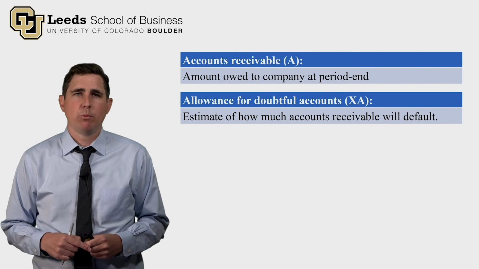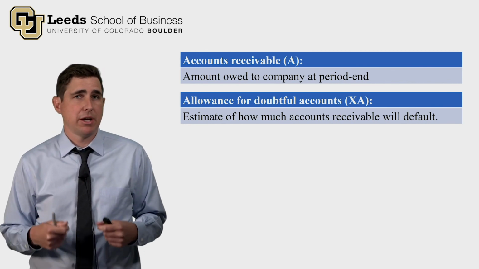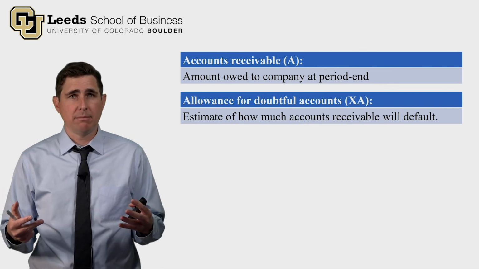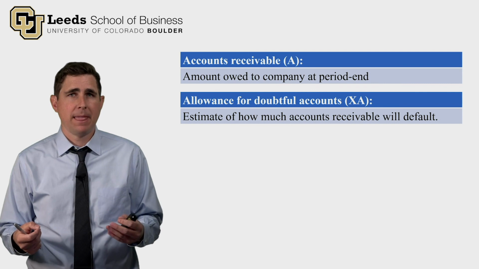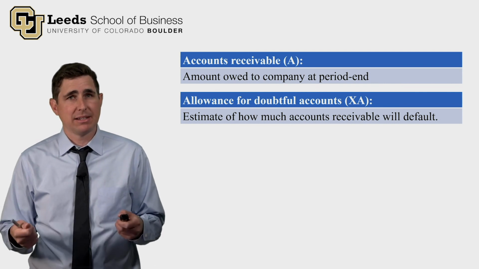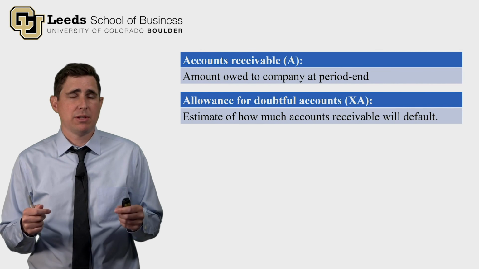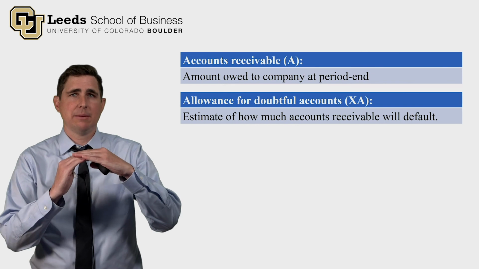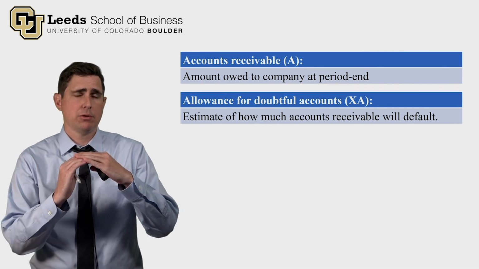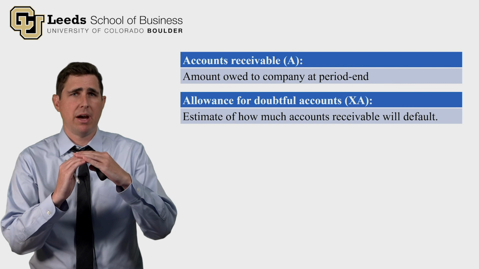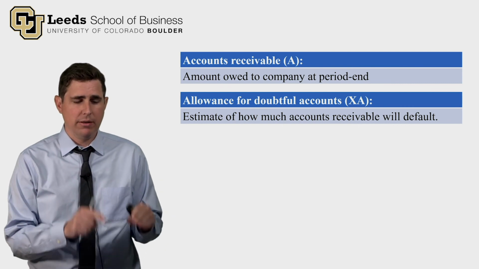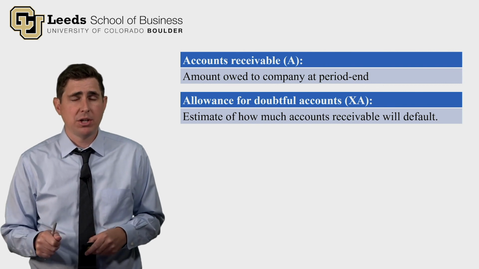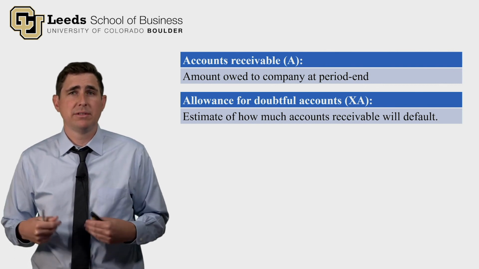So in this video, we learned that accounts receivable is a gross balance. Accounts receivable is the total amount owed to a company at the period end. It's not the amount the company expects to collect. We reduce accounts receivable using a contra asset account. The contra asset account sticks to the bottom of the accounts receivable account and reduces it to its net realizable value. And that contra account's called the allowance for doubtful accounts. That account is an estimate of how much of the accounts receivable balance will default in the future.